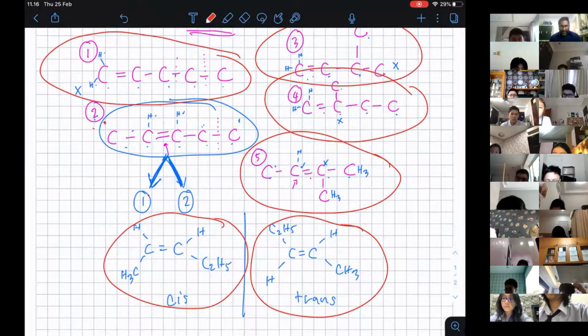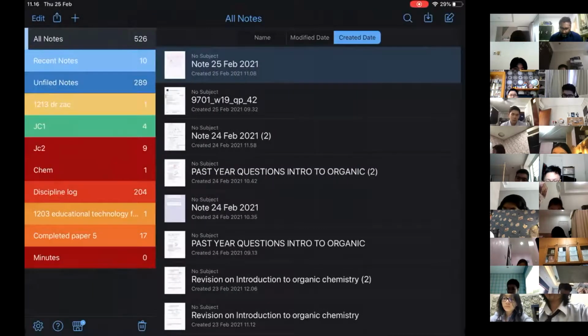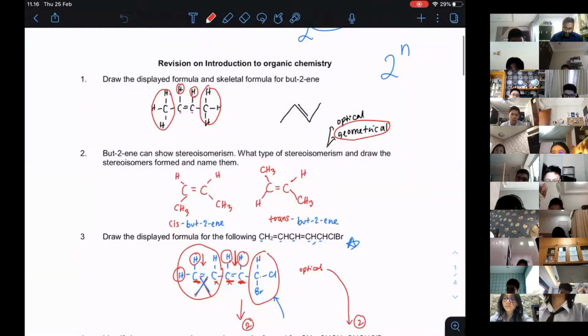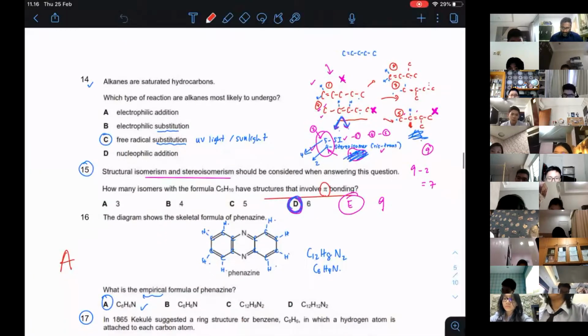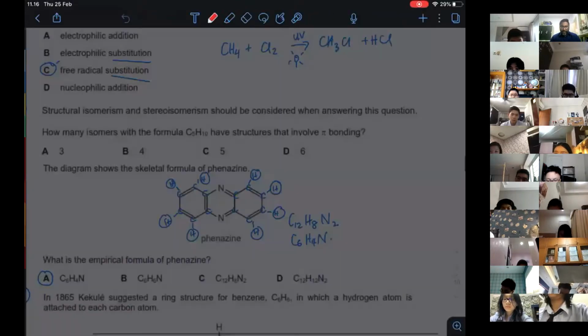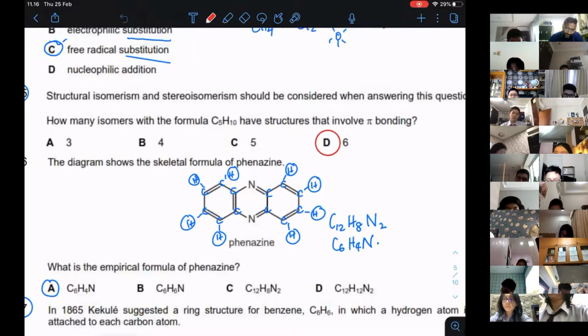So if you look at the question now, they are going to refer to how many involving that. So the answer is going to be 6. And I have drawn everything for you just now.